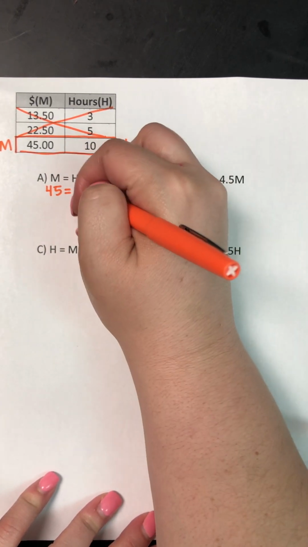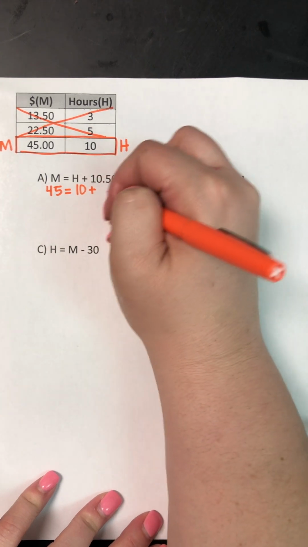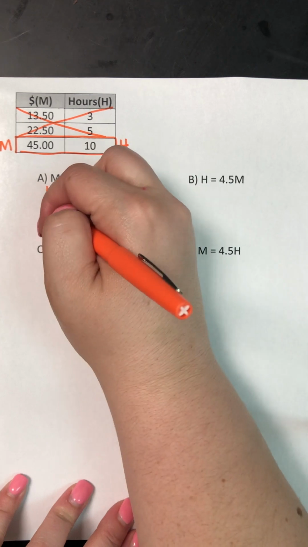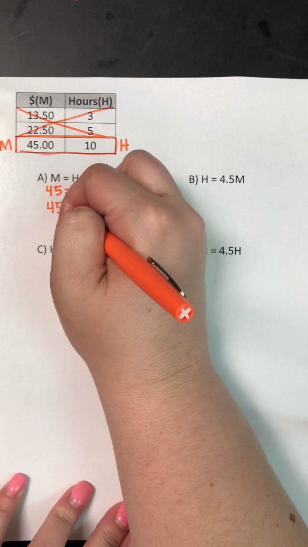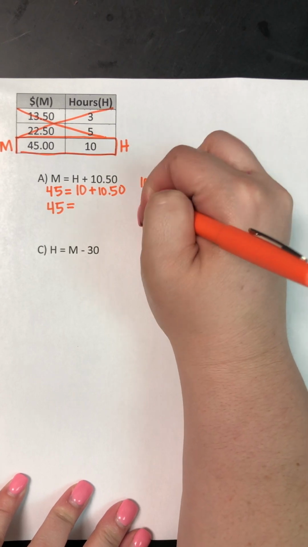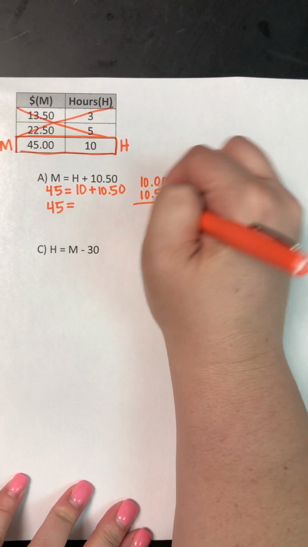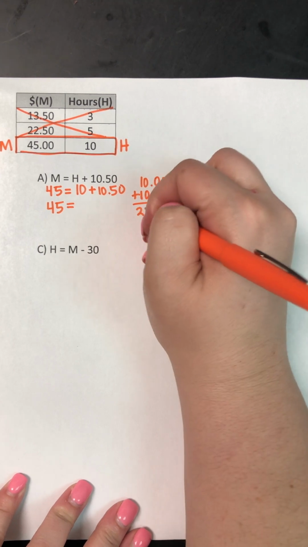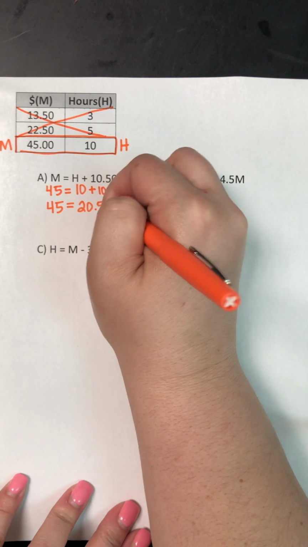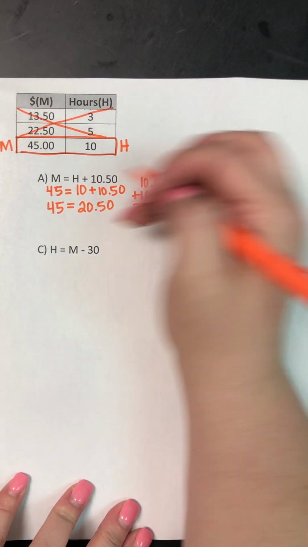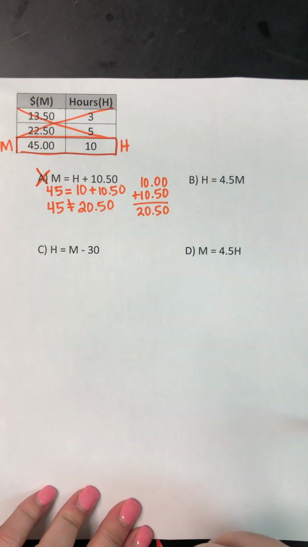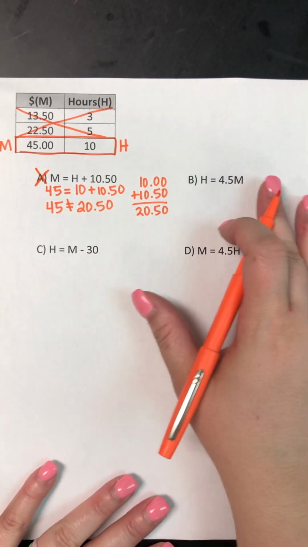H was 10, and then I'm going to add the 10.5 from the equation. So this side is still just 45, nothing to solve, but this side, when I line up my decimals when adding, comes out to be 20.50. So 45 does not equal 20.50, and because it does not equal, A cannot be my equation. So let's try answer B.